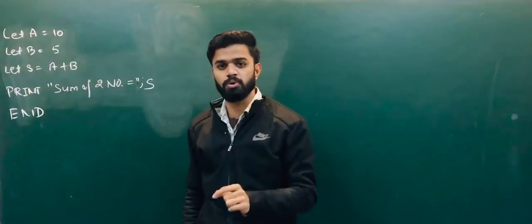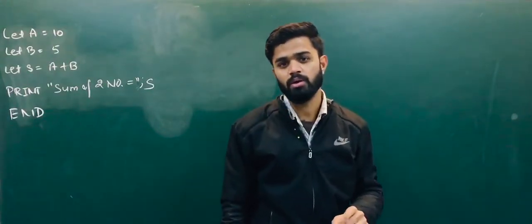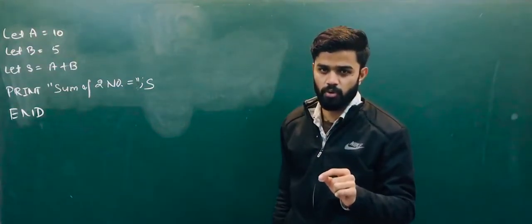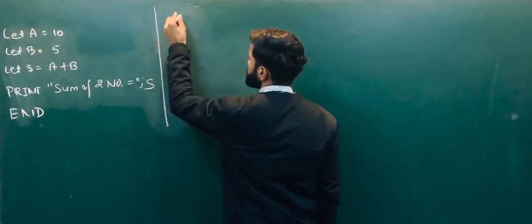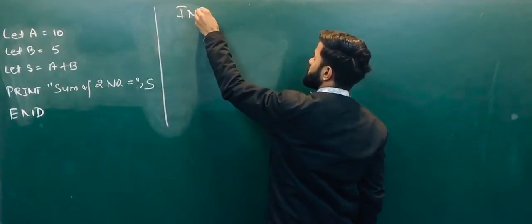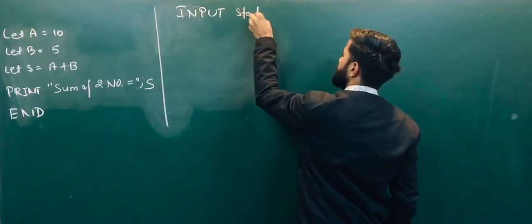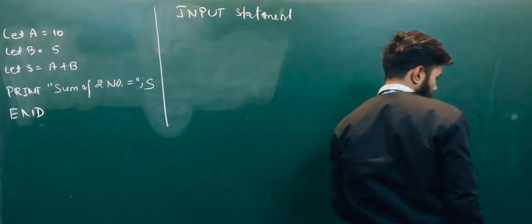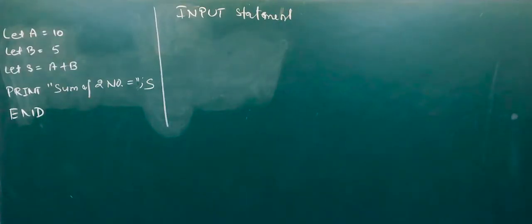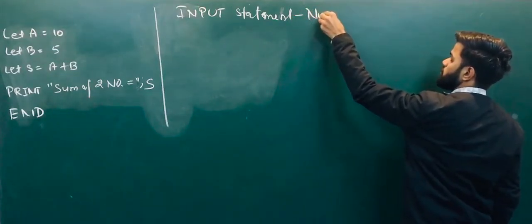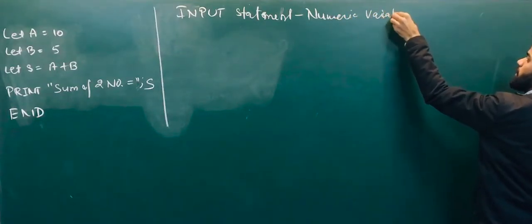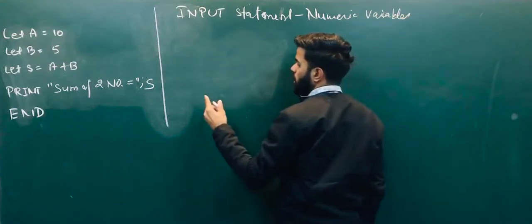So now we will use the input statement, and with the help of the input statement we can add multiple pairs of numbers in a single program. Let's see how we will add. This one is an input statement, and we can add our two numbers with the help of numeric variables. So now see how we will start.